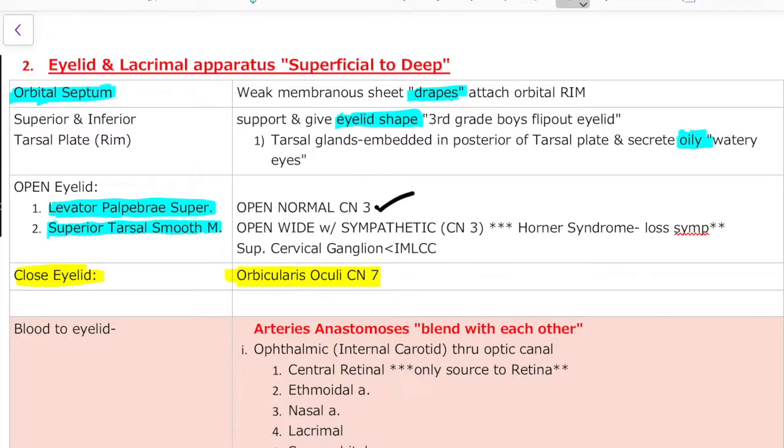Another side note is that the superior tarsal muscle, loss of vision or drooping of the eyelid can be due to loss of sympathetics, and we call that Horner syndrome. So there you have a few symptoms like miosis, ptosis, and anhidrosis, everything related to the eye, drooping of the eyelid.